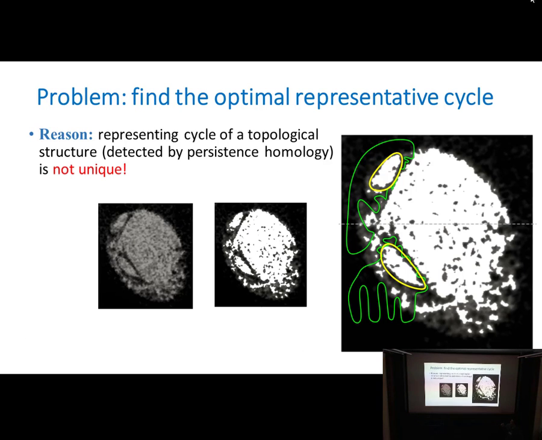So we looked into the problem and realized the following. In the persistence context, you detect the existence of certain handles, but you are never told what exactly this handle is. There's a way to do it, of course. In particular, you can extract certain columns of the reduced matrix that give you the cycle. But that's not necessarily the unique one. In particular, for these handles, I can have the yellow cycle, I can have the green cycle. All of them can represent the same handle.